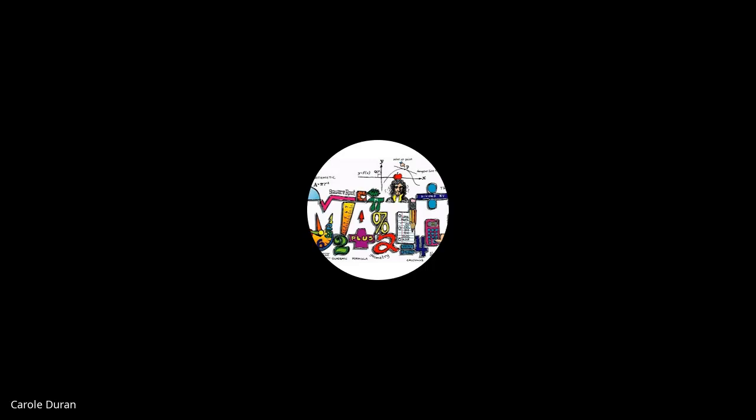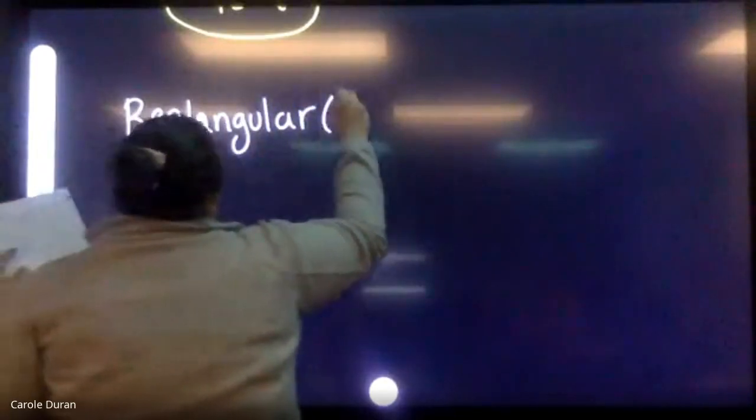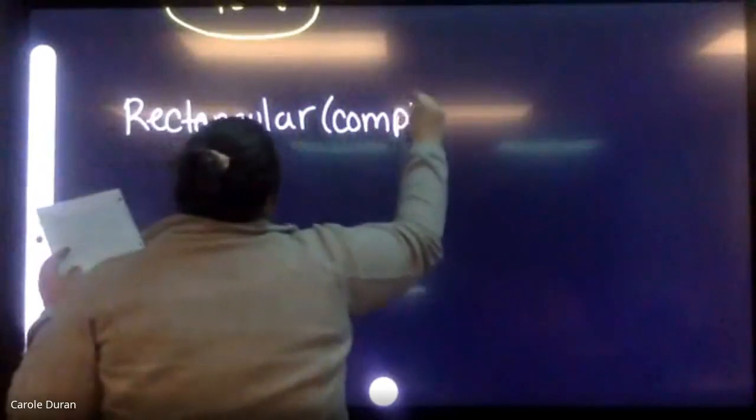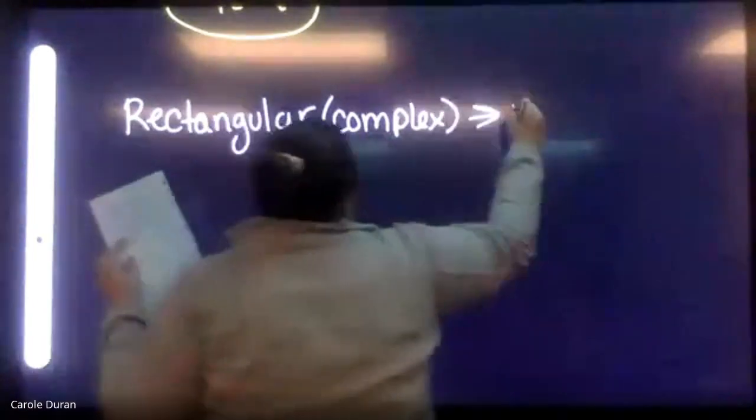Good for Jonah. Okay, so we're going to go from rectangular complex into polar. Student's career. Living life.